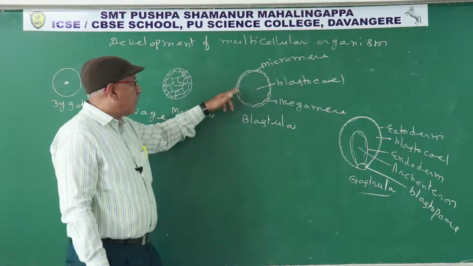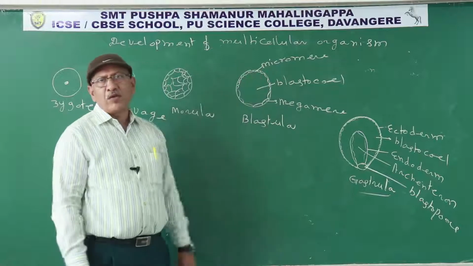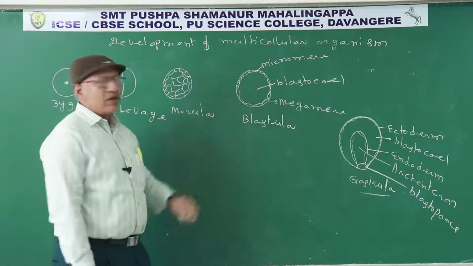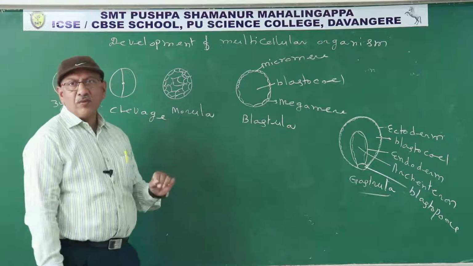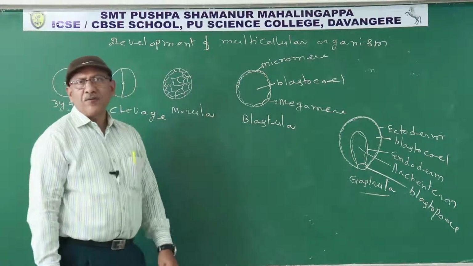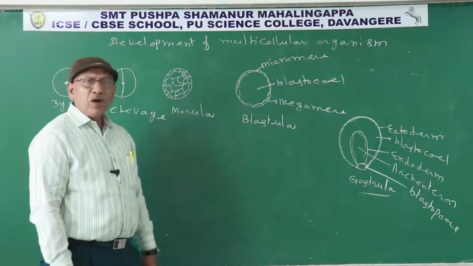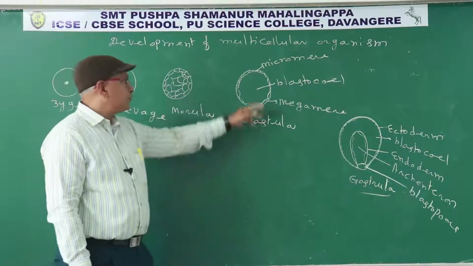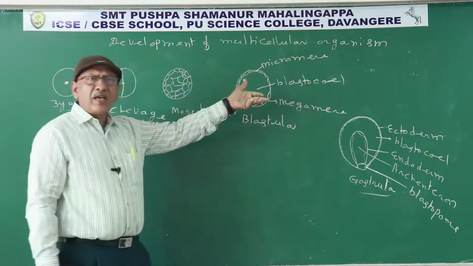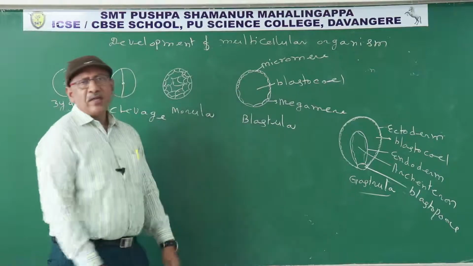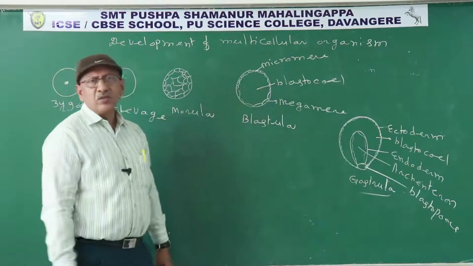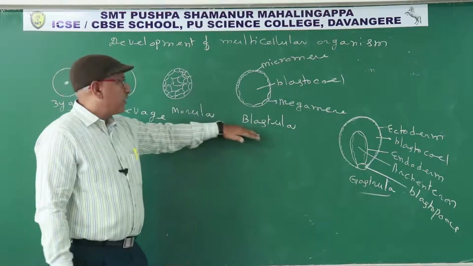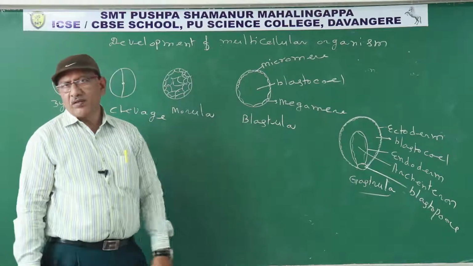The dorsal half contains small cells known as micromeres. The ventral half contains large cells known as megameres or macromeres. First time a cavity is formed in the developmental stage. It is known as the body cavity. So the primary body cavity is also known as blastocoele. The cavity present in the blastula is the blastocoele.